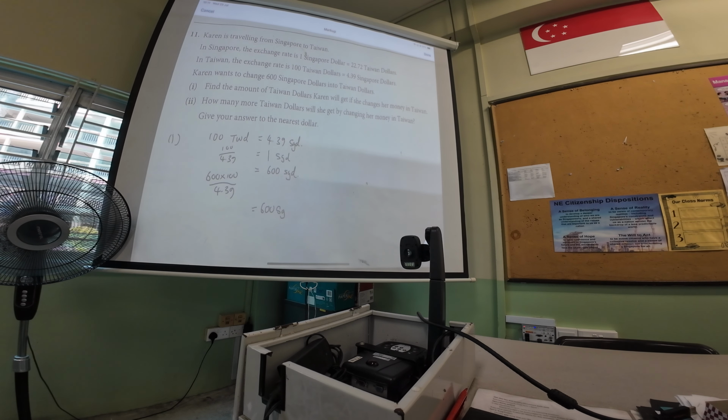So 600 SGD is equal to 600 multiplied by 100 and divided by 4.39. So the answer is 13667.43 TWD. This is the answer to part 1. Yeah, easy.